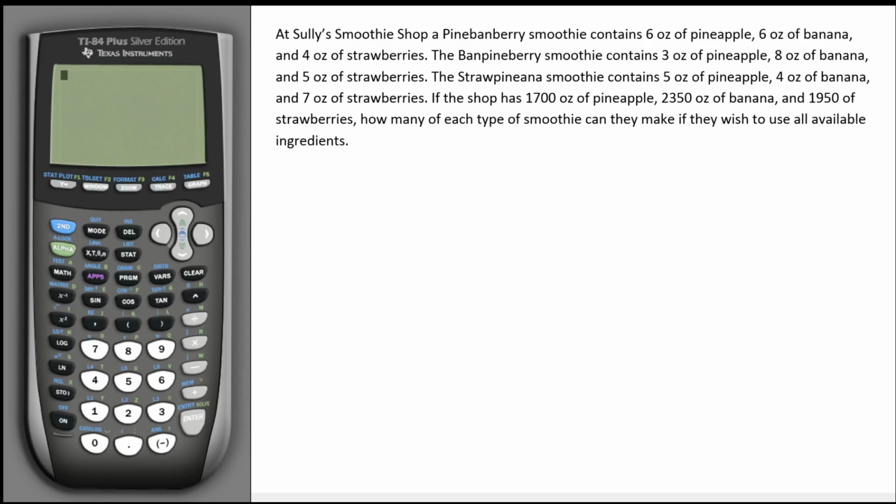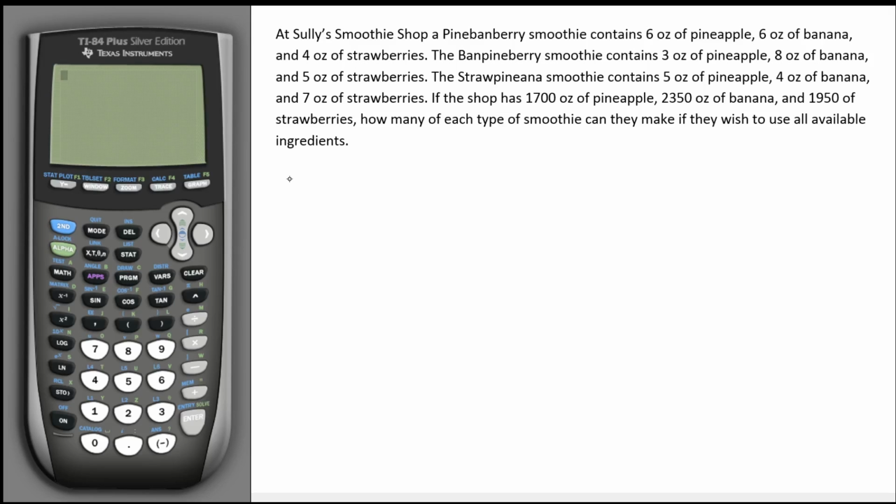Now, the first step for any word problem should be to determine what are the variables here. The variables are the things that we do not know. So a common mistake would be to make x pineapple, y banana, and z strawberries, but we actually know how much we have of those things. We want to make the variables the things we don't know. And so that's going to be the types of smoothies, and specifically how many of each type of smoothie.